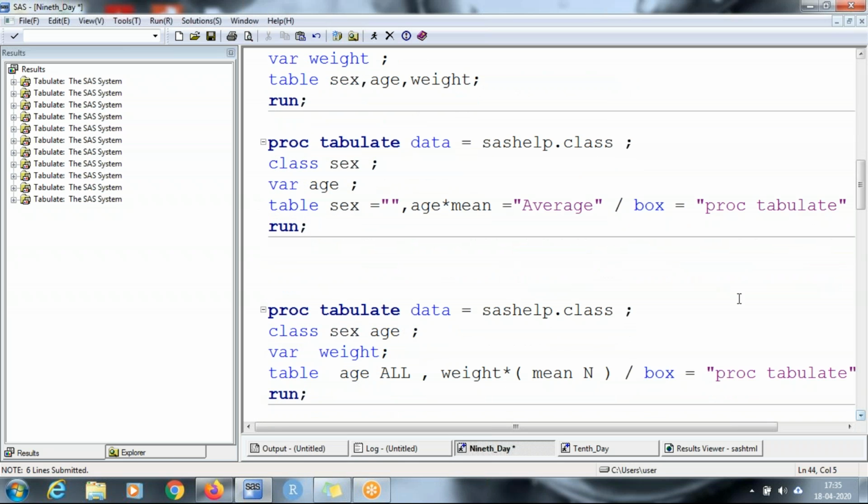Now you can ask for multiple statistics. So till now we have covered one scenario where we are asking for one statistic from one variable. Now I want two different things, right? The mean and the count. So what I need to do is define my statistic in a bracket, right?